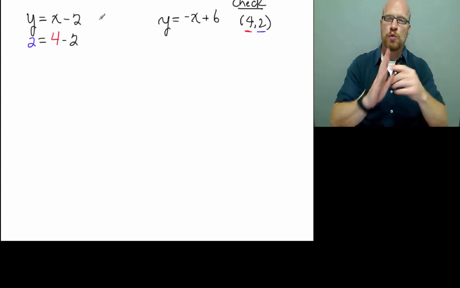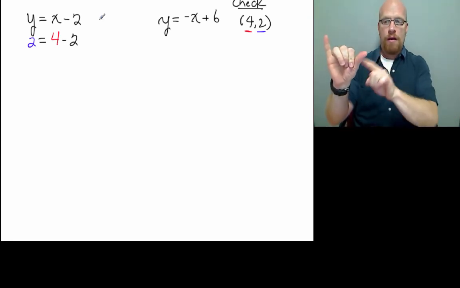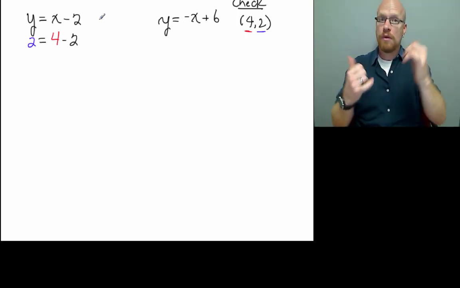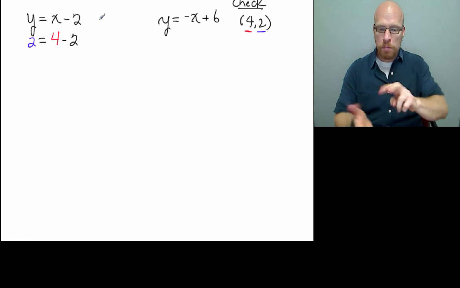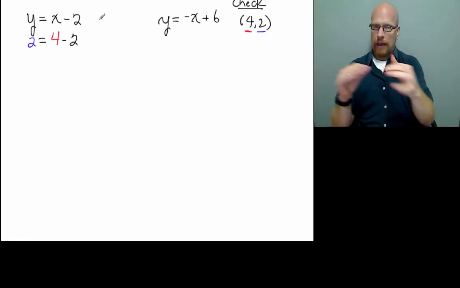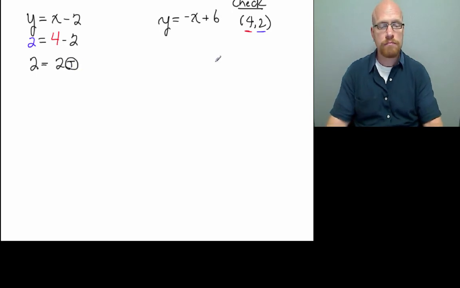Now, using color to make it a little more clear, I replaced my x with 4 and my y with 2. Now I need to see if this yields a true value. If this statement is true, then that means this point, this pair, is a solution for that equation. So that works out.